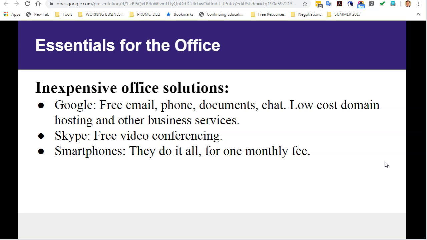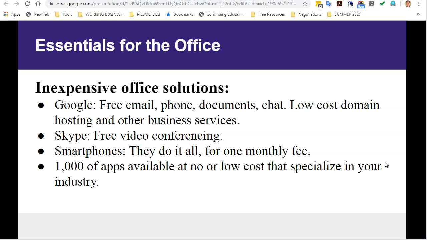Skype, for example, offers free video conferencing, or Zoom. Those are great low cost services you can use. Most of the smartphones that we have these days can do almost everything for a monthly fee. There are thousands of apps you can get on your phone for little or no cost that could specialize in your industry. You can run your whole business off of your smartphone.